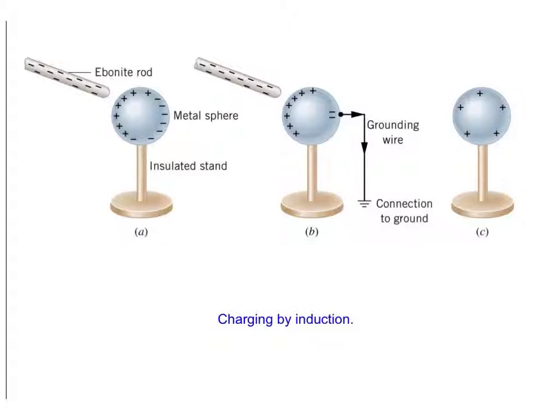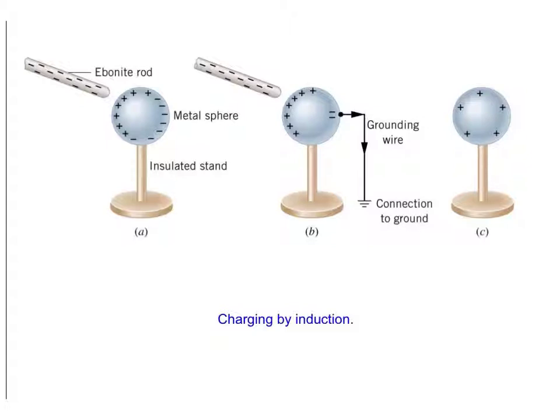Under most conditions, the earth is a really good electrical conductor. So when a metal wire is attached between a sphere and the ground, as you'll see here in part B, some of the free electrons leave the sphere, and what they do is distribute themselves in a much larger earth. This is called grounding, and if the grounding wire is removed, followed by this ebonite rod, then the sphere is left with a positive charge.